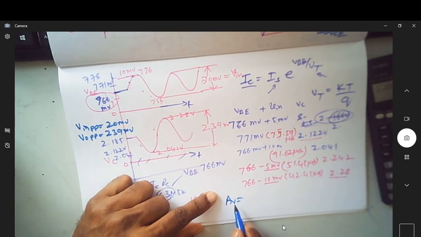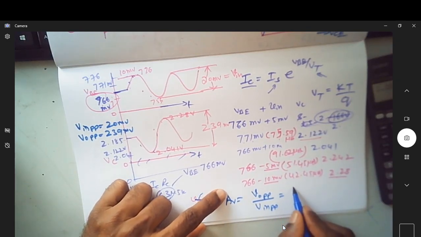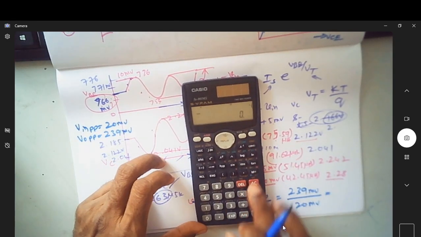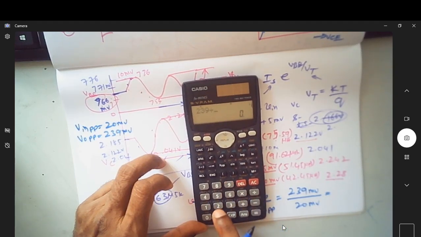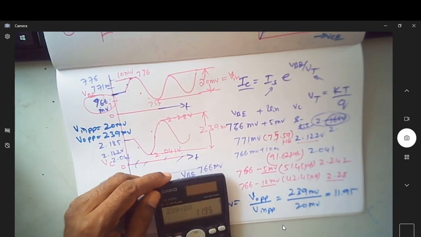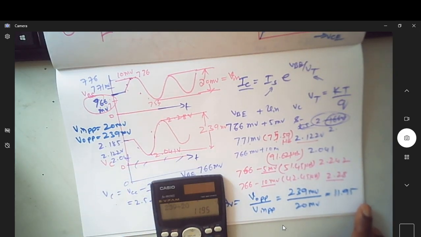Usually A is for amplification, V suffix is for voltage amplification, is V naught peak to peak by V in peak to peak. How much is V naught peak to peak? It is 239 millivolt by 20 millivolt. How much is this? It is 239 divided by 20. Can you see the gain is 11.95? So this is the gain of the amplifier.